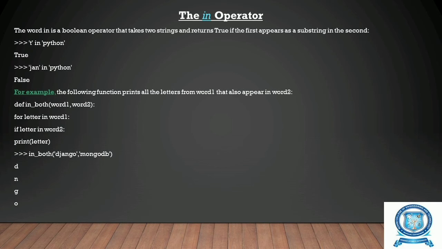So we are passing the actual parameters, Django and MongoDB: Django for word1 and MongoDB for word2. The common characters present in both these words, Django and MongoDB, are D, N, G, O. So that will be printed here.